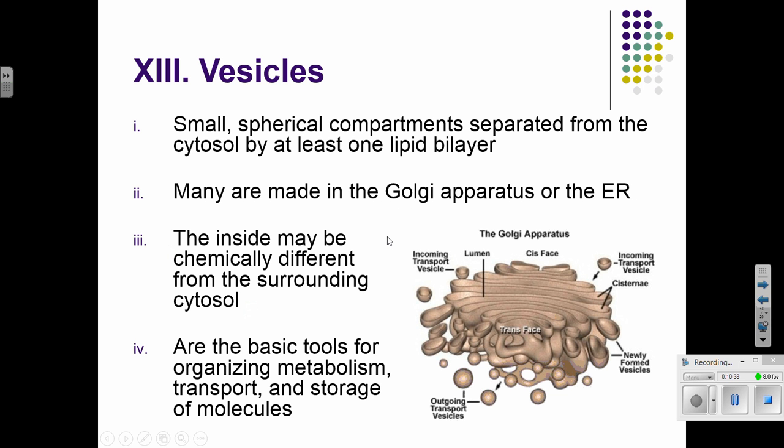A vesicle is just a small little compartment. It's made of a lipid bilayer. There's a whole bunch of these attached to the Golgi and the ER, and that's again how we transport things in and around the cell. The inside of that vesicle may be a little bit chemically different from the surrounding cytosol, and that's just because we don't want whatever's in that vesicle dissolving before we're ready to use it.